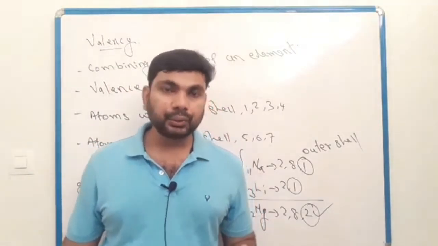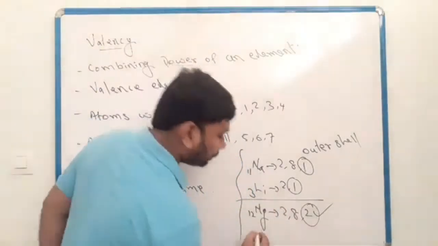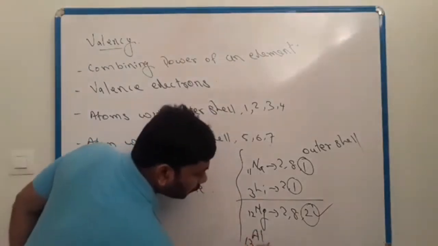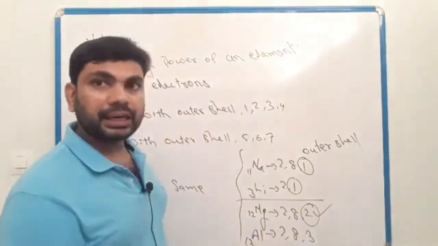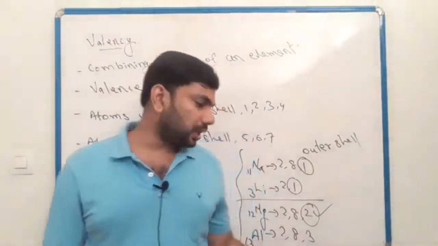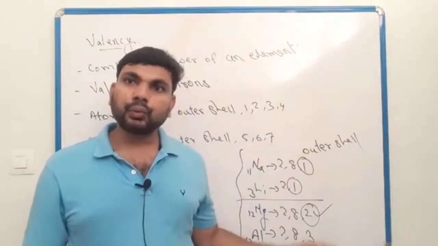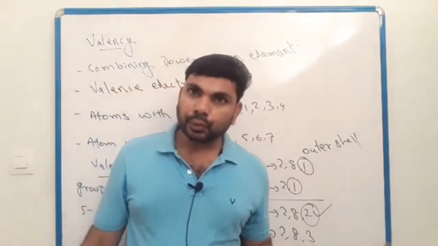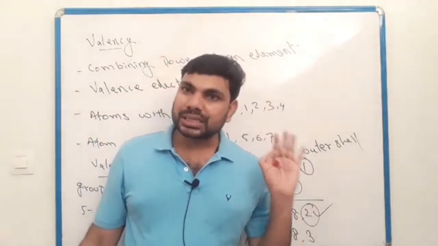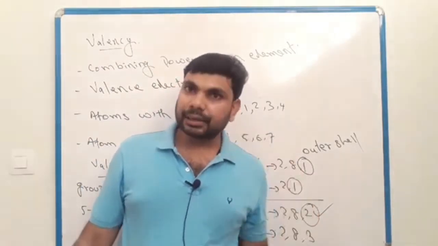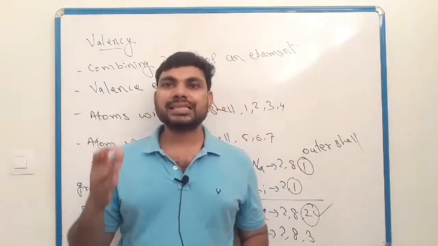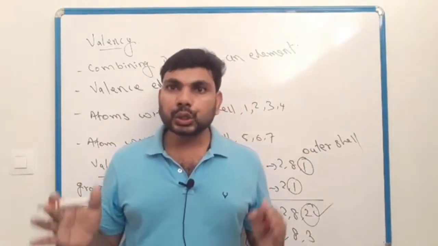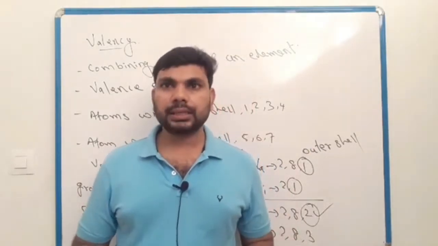All group 3, you can check group 3. Example, aluminum is group 3, 2, 8, 3. You can check all group 3 elements, their outer shell electrons will be 3. Group 4, valence electrons 4. Group 5, valence electrons are 5. Group 7 and group 8, accordingly valence electrons 7 and 8. So these are valence electrons.